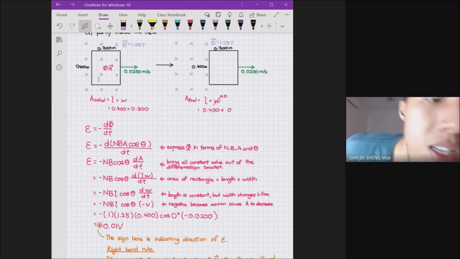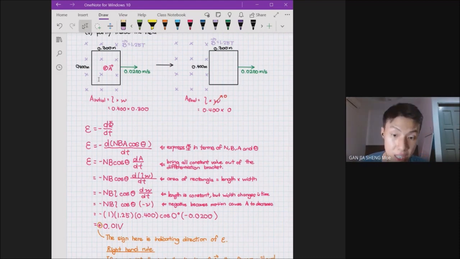So that means during the process of exiting the magnetic field, you will experience an induced EMF in this direction over here. The induced EMF is in this clockwise direction, determined by your right hand rule. If you determine it to be a negative value, then you have to flip the direction from clockwise to anti-clockwise. But now this is a positive value, so it's clockwise.